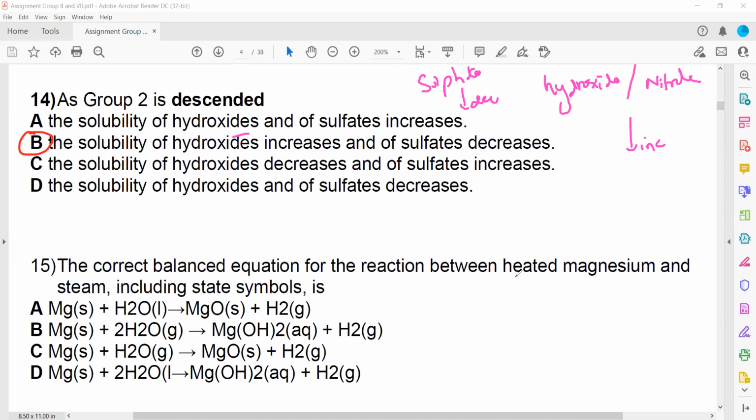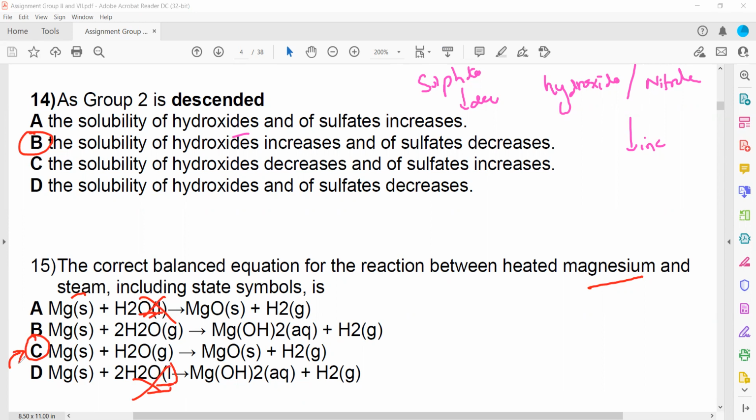The correct balanced equation for the reaction between magnesium and steam, including the state symbols. When magnesium is reacting with steam, it will produce magnesium oxide plus hydrogen gas. Magnesium is solid and reacting with steam. When we check the state symbols, D cannot be an answer because in D water is liquid, and in A water is liquid. So they are totally wrong. We are left with B and C. But when magnesium reacts with steam, it will produce magnesium oxide. That's why C is the right answer.